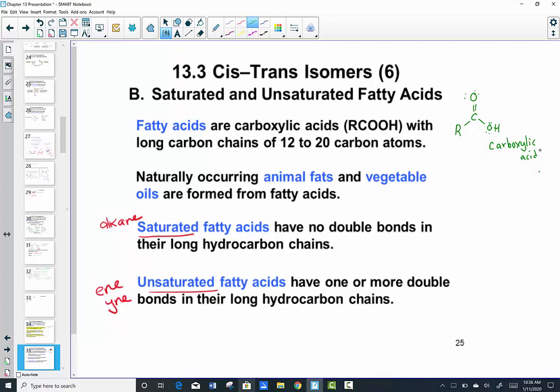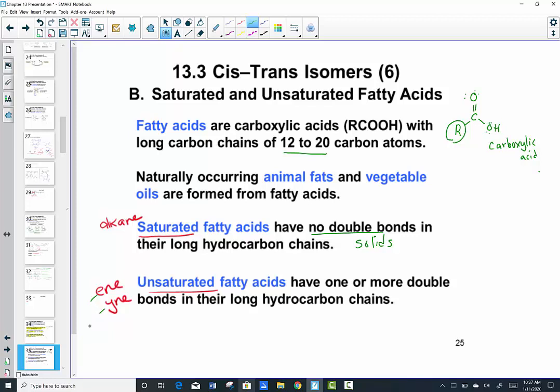The saturated means all single bonds. Saturated fatty acids have all single bonds, therefore no double, and they're very long carbon chains, making them solids at room temperature. And unsaturated fatty acids, meaning they have double or triple bonds, means unsaturated. In their long carbon chain, we see double bonds, and therefore you'll see those be the liquids at room temperature. So a direct correlation between how we find fatty acids and the state of matter.